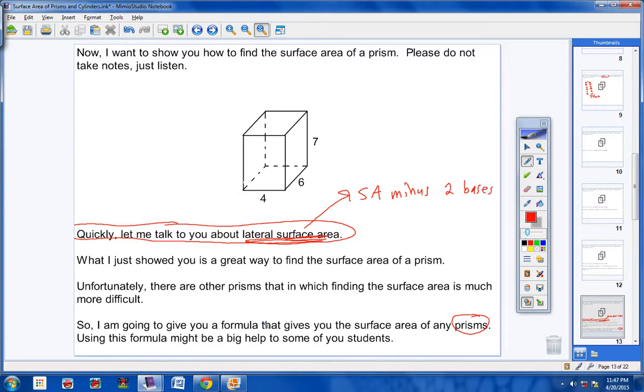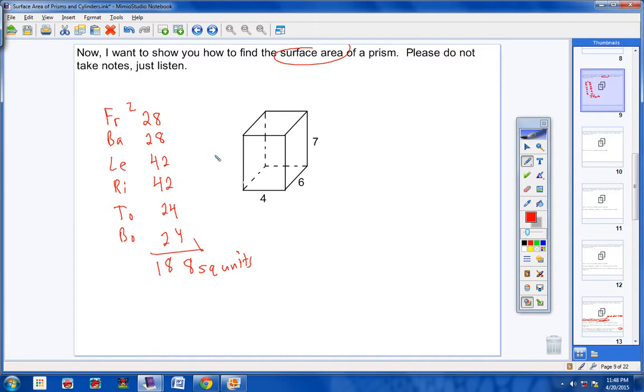So if I ask you to find the surface area, then you find the surface area of the entire prism. But if I say find the lateral surface area, then you can find all the surface area and subtract out the top and the bottom. So back here, if I said find the lateral surface area, then you would subtract out the top and the bottom, which is 24 and 24, 48 together. So you would take 188 minus 48, and that would give you 140 square units.